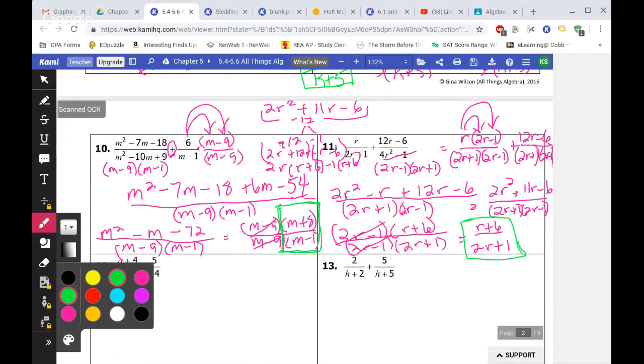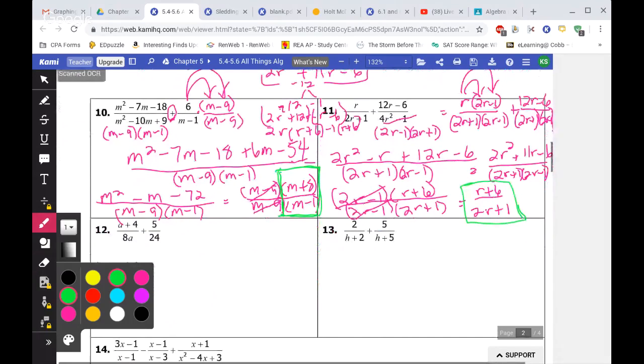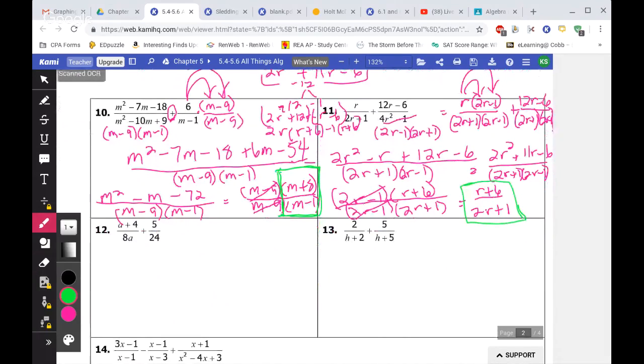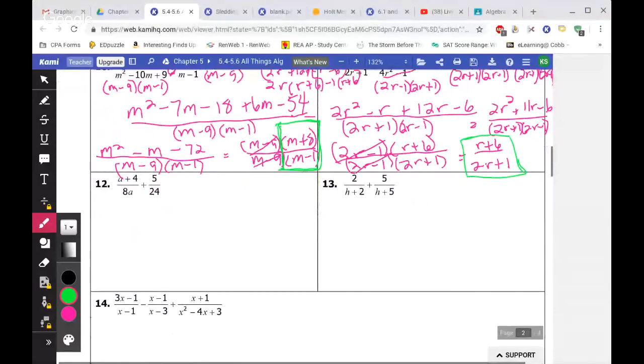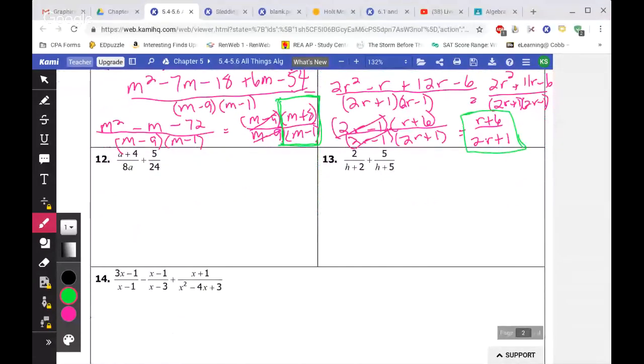Yeah. Okay, good. Because I know that a lot of times you get into this rhythm and this pattern of simplifying when you do the multiplying and dividing. And so you kind of have to switch gears a little bit.